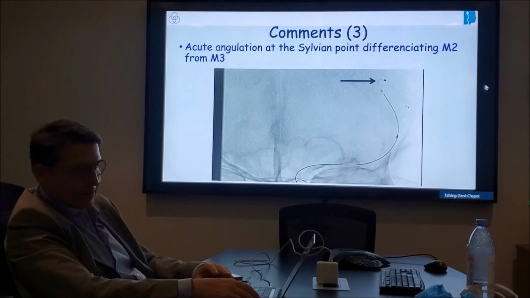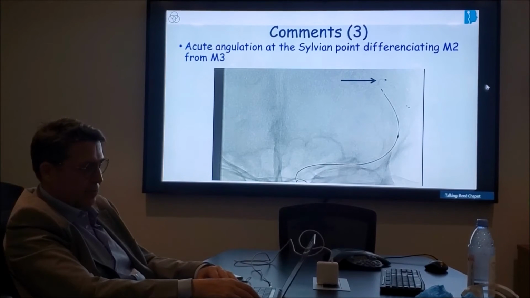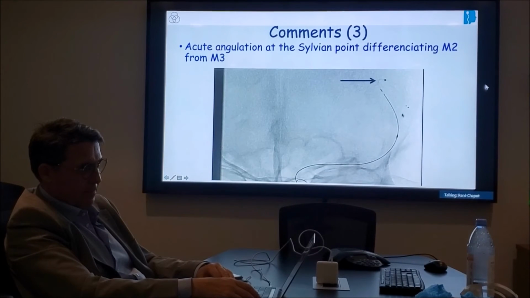And if you take a regular Solitaire Trevo, then you will have a high friction and this point will be brought down. Also, the advantage of the 13 is that it's much softer when it comes back. So this is not brought down so much.